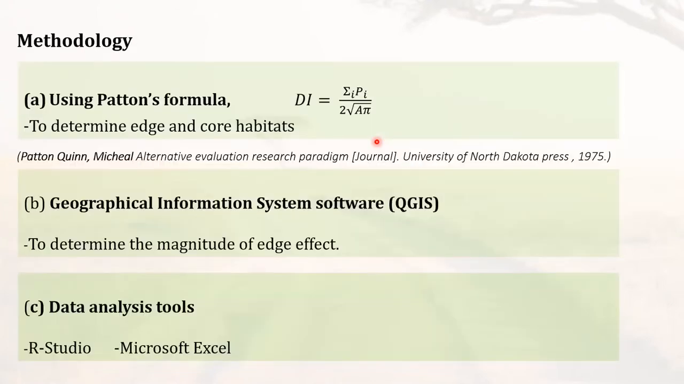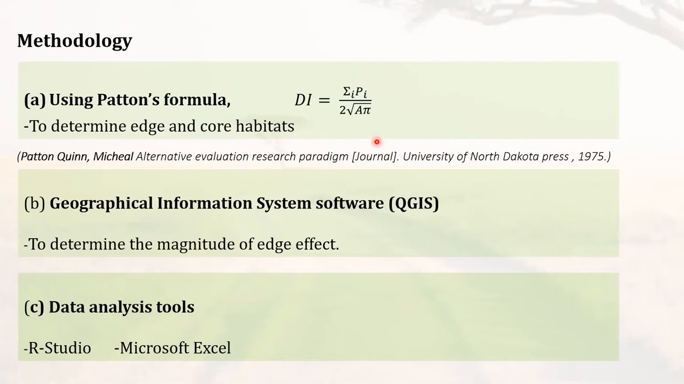And a quick one on the methodologies I used. The first method was the patch formula, and it was very important because it enabled me to know which part of the park you can classify as the edge habitat and which part as the core habitat. In 1975, Patton discovered that the shape of the park affects how much of the area of that park is going to be affected by the edge effect. Using that, you can determine that maybe this amount of area of the park is very prone to edge effects.